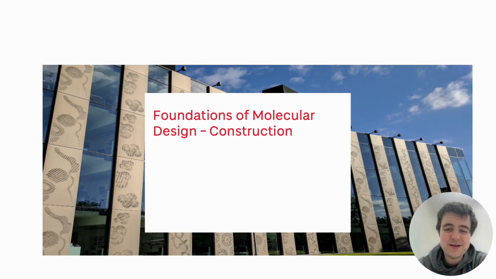Okay, so now we're going to begin thinking about foundations of molecular design, and in particular, we're going to be thinking about construction. So, in molecular construction, this is really how do we build molecules on a computer? And there are some key areas that we're going to cover. So, we're going to first cover atom-based, so this is building molecules atom by atom. Then we're going to cover fragment-based, and then we're going to cover reaction-based. And hopefully at the end of this short lecture, you'll be able to understand the differences therein.